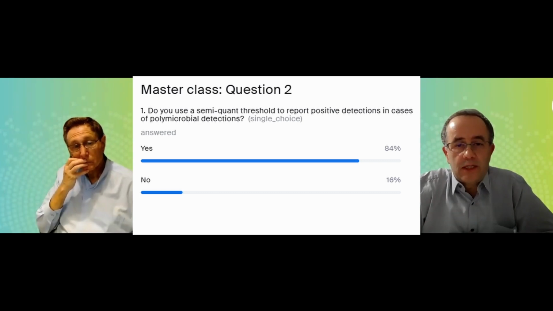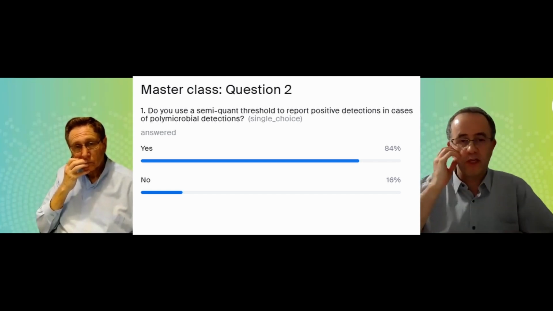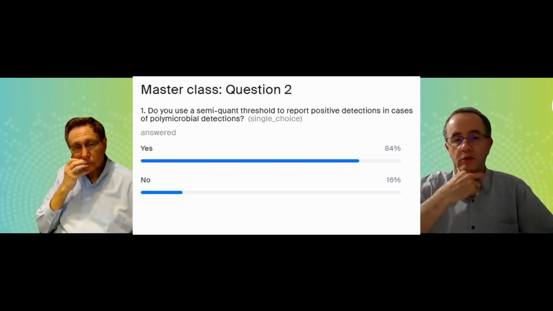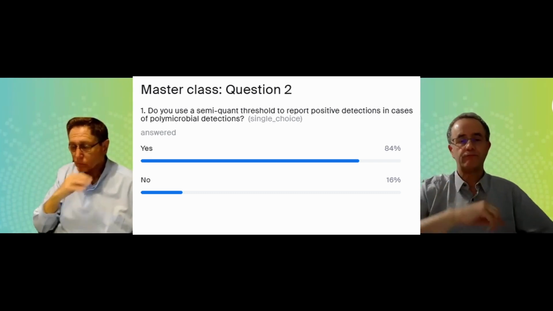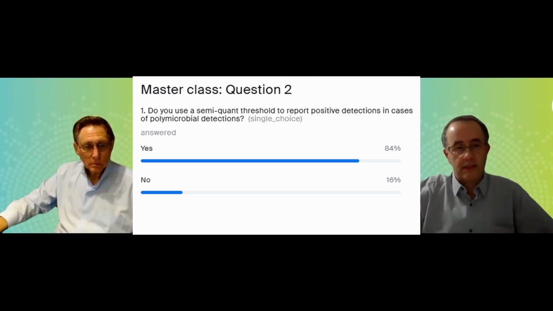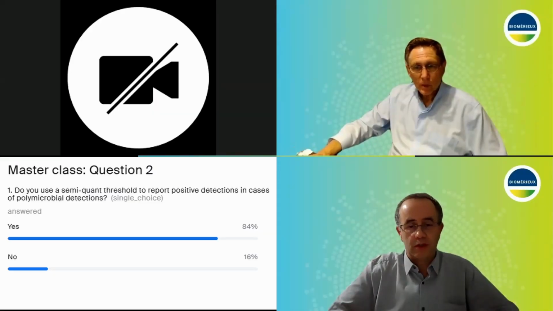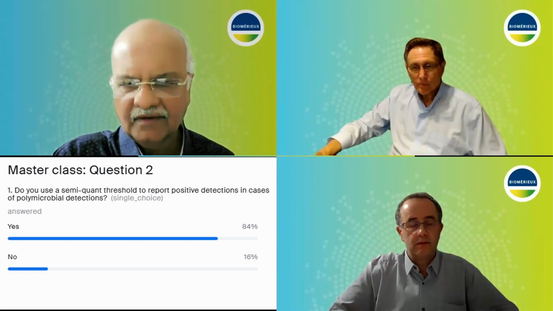Okay, so here you can see 84% of the participants replied that yes, they use a semi-quantitative threshold to report positive detection in case of polymicrobial detection. Professor Septimus, Dr. Soman, any comment on that?